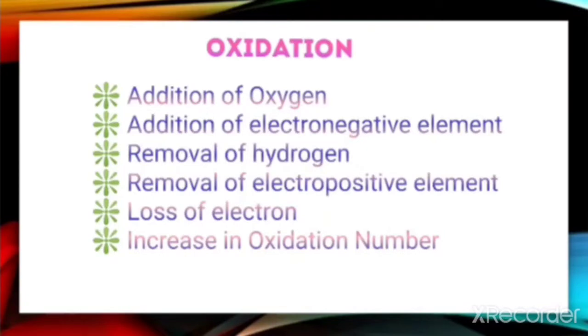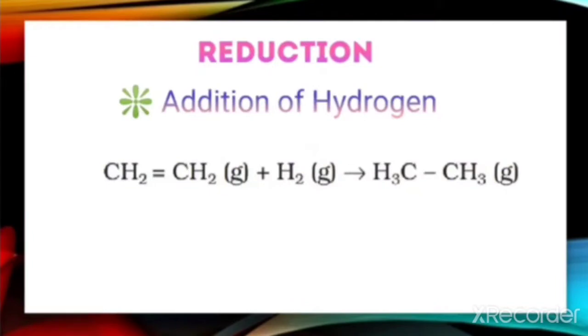What about the reduction? As oxidation is the addition of oxygen, the reduction is the process in which there is addition of hydrogen. So in this reaction you can say that there is addition of hydrogen. This is an organic reaction. This is ethene. In ethene, 2 hydrogens get added. You can see here, this is H2 double bond H2. Now on the product side, H3 single bond H3.